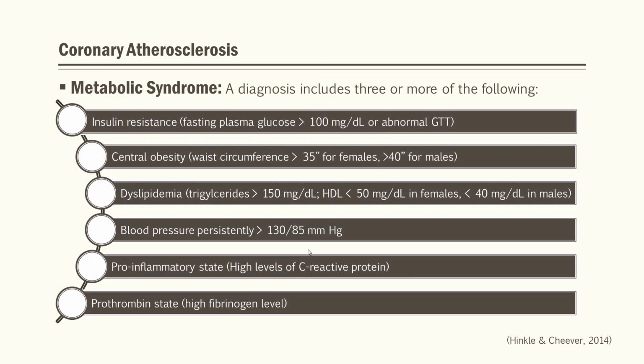And then metabolic syndrome is fairly new. They found through research that if a person has 3 or more of these things, they are at greater risk for developing coronary artery disease. So the first one is insulin resistance, so having a fasting plasma glucose of greater than 100, which is not a lot. Central obesity, where you carry the weight around your waist. So these are the people that are apple-shaped as opposed to pear-shaped.